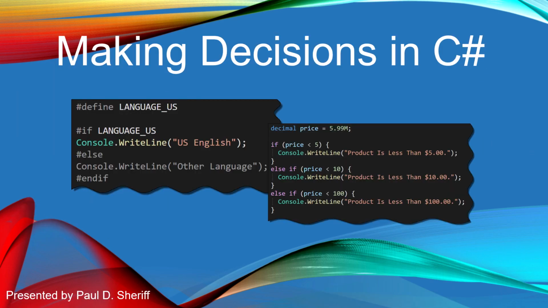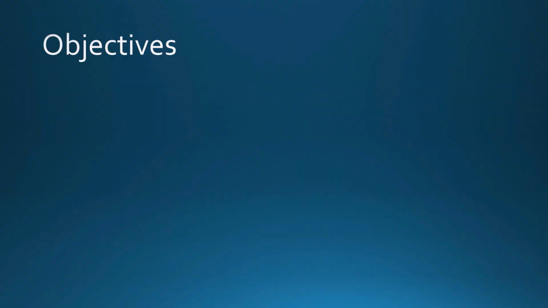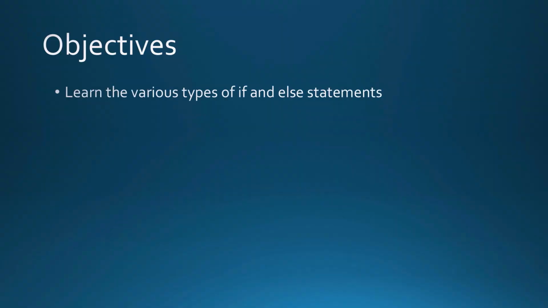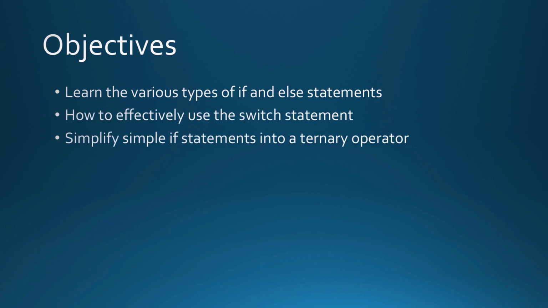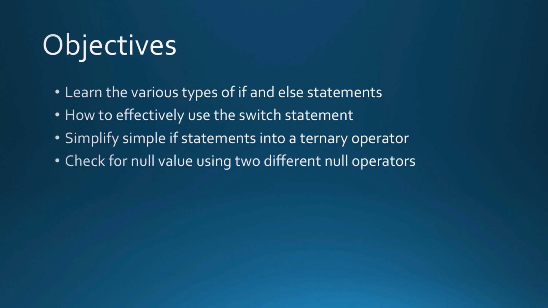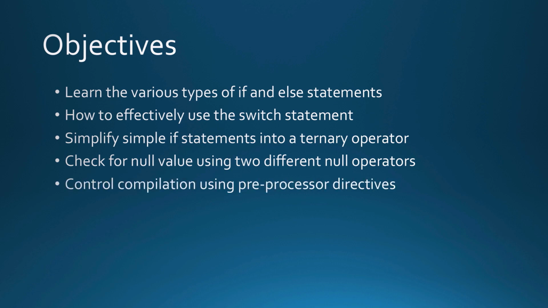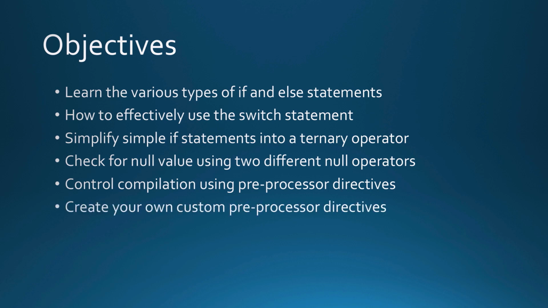This lesson, Making Decisions in C#. The objectives for this lesson are to learn the various types of if and else statements, to effectively use the switch statement, simplify simple if statements into a ternary operator, check for null values using two different null operators, control compilation using preprocessor directives, and create your own custom preprocessor directives.